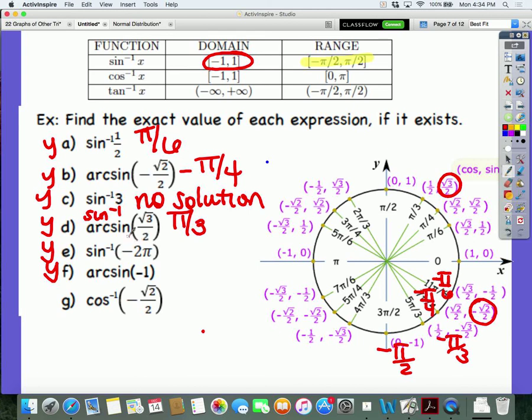You have a -2 pi. Well, -2 pi does not fall within that domain of -1 to 1. So here is another no solution.